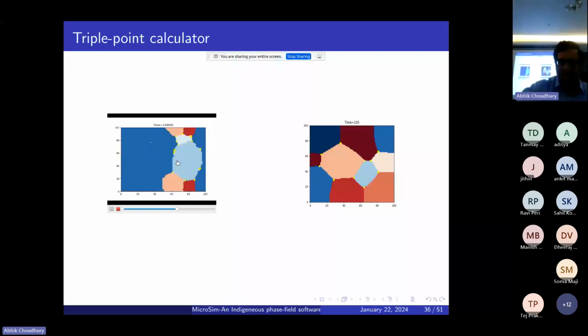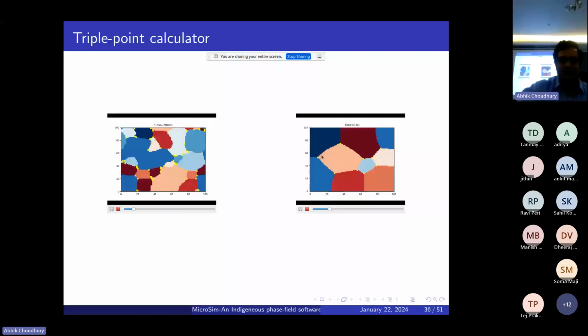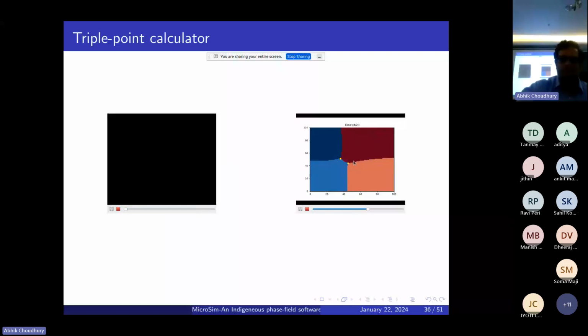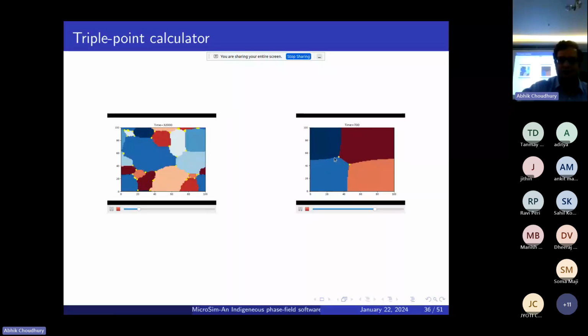Okay? So on the left you have a box model, on the right you have a phase field model of grain growth, both giving you essentially the same phenomena of grain growth, but using different strategies. But in both of them you can extract the trajectories of the triple points, right?